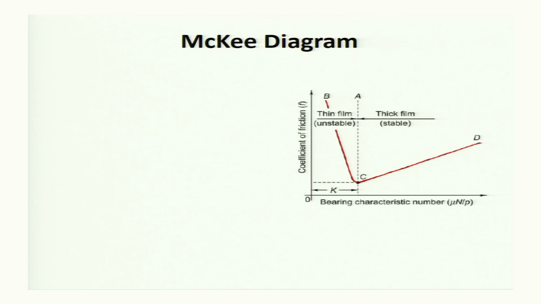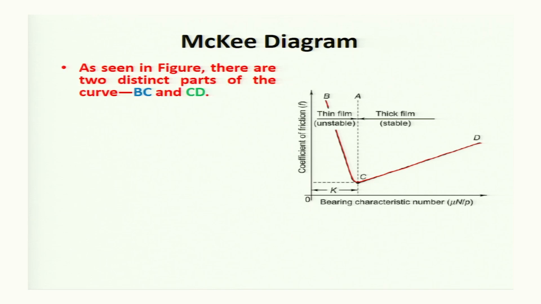Now, this curve gives us the basic information about the stability of the journal and the region in which the journal can be run safely. As seen in the figure, there are two distinct parts of the curve, B to C, after which the minimum coefficient of friction is there, and then again from C to D, with the increase in bearing characteristic number, the coefficient of friction is increasing.